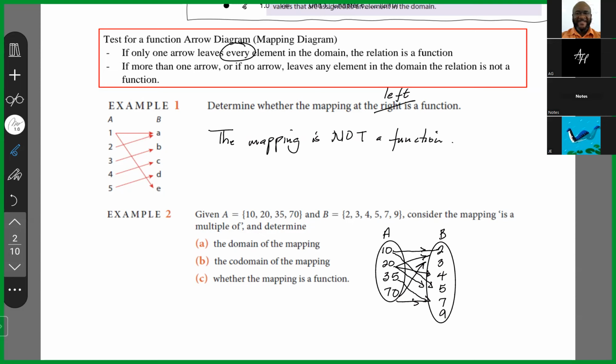Next, we're asked for the domain. Well, obviously, the domain is the set A, and B, the codomain, is the set B. Next we're asked to say if the mapping is or is not a function. Well, it's clear that this is definitely not a function.